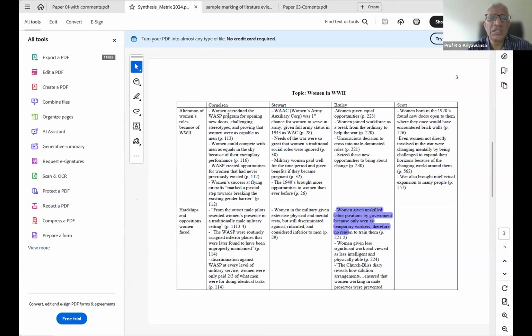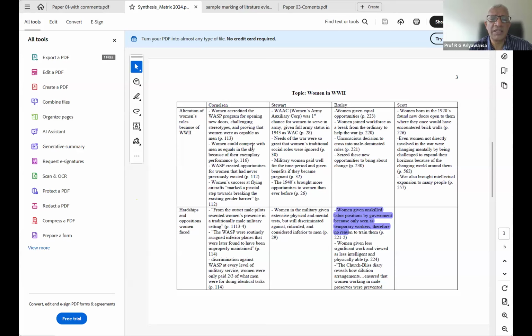For instance, women accredited something like this program for opening new doors, challenges. That is what this particular author has quoted under the women's role, and it is on this particular page. Likewise, on page 16, another idea: women could compete with men as equals in the sky because of their exemplary performance.